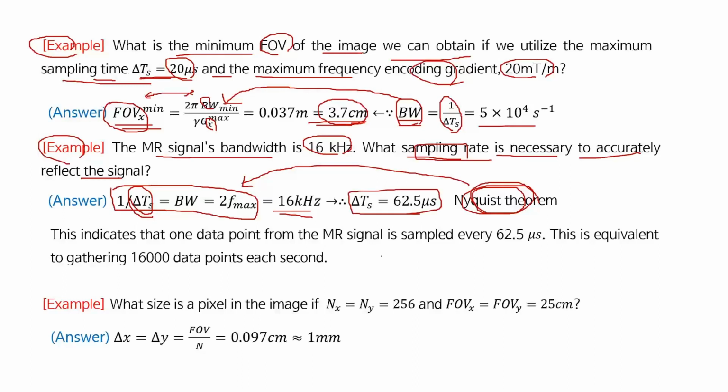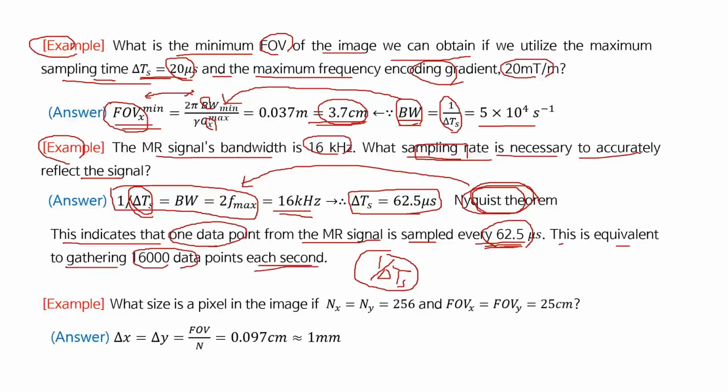So sample rate, delta ts. This is the sample time, right? This indicates that one data point from the MR signal is sampled every 62.5 microseconds. So the inverse of this gives the sampling rate. So the sample rate is equivalent to gathering 16,000 data points per second. This gives the sampling rate.